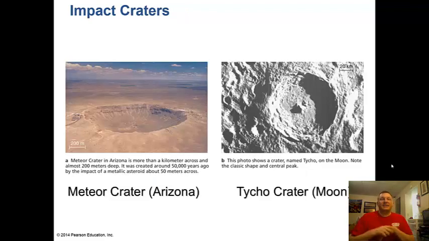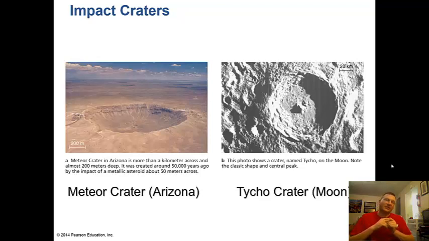So on the left is a very famous crater, probably the most famous crater on the entire planet, something I have personally been to and seen. This is Meteor Crater, also known as Barringer Meteor Crater in Arizona, outside of Winslow, Arizona, just east of Flagstaff. And on the right is the Tycho Crater on the Moon.